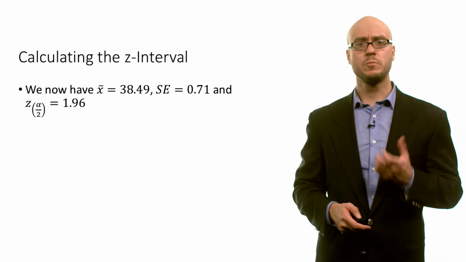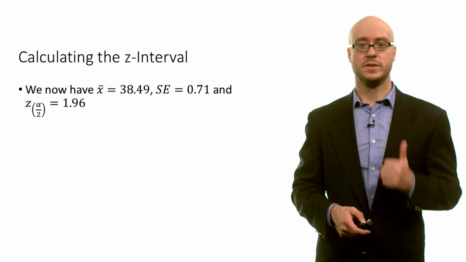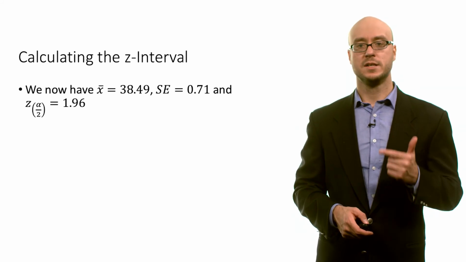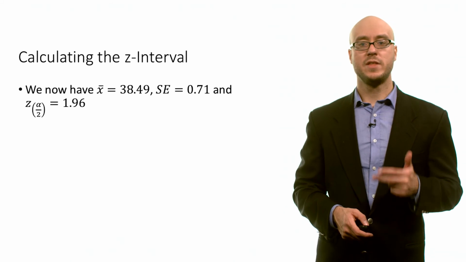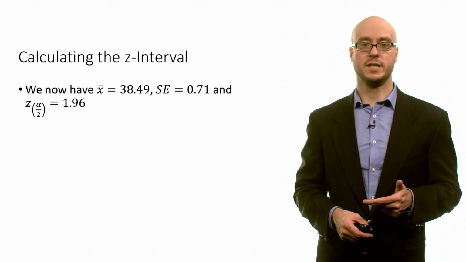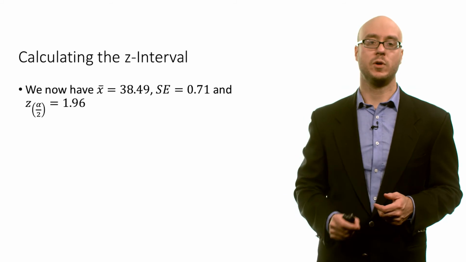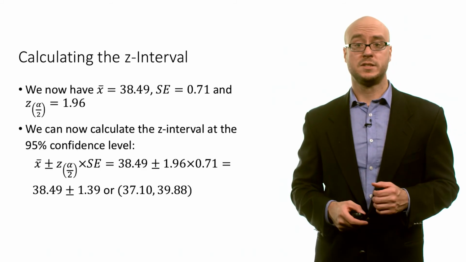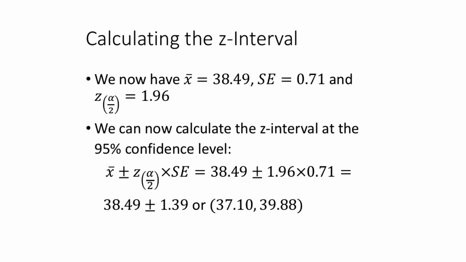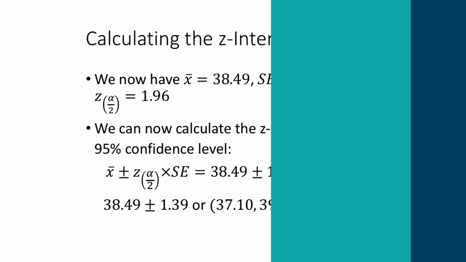Then we can calculate the z-interval. We have the point estimate, x bar of 38.49, standard error of 0.71, and then we have a value of z alpha divided by 2 of 1.96, which is just based on setting alpha to 0.05. Now we can calculate the z-interval at the 95% confidence level. That value is 38.49 plus or minus 1.96 times 0.71. And when we do the full calculation, we're 95% confident that the true population mean is between 37.1 hours per week and 39.88 hours per week.